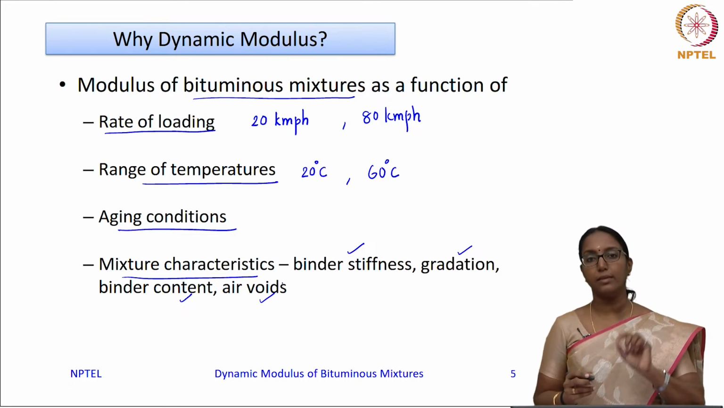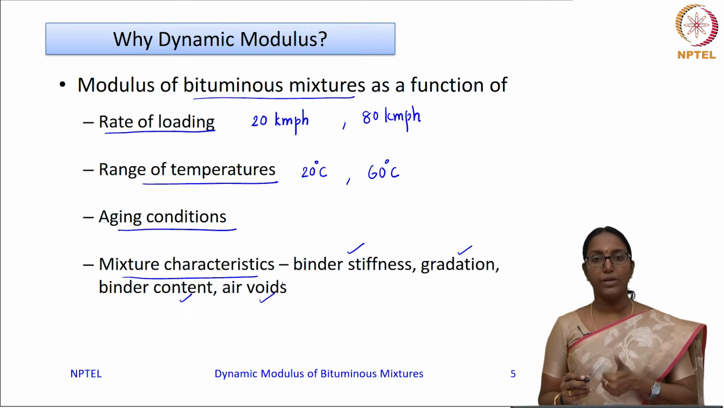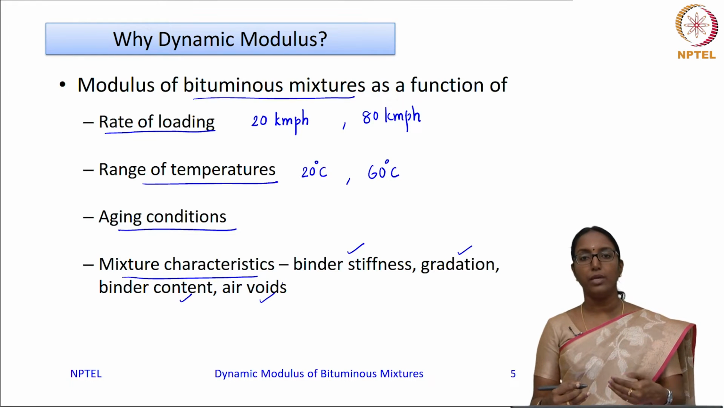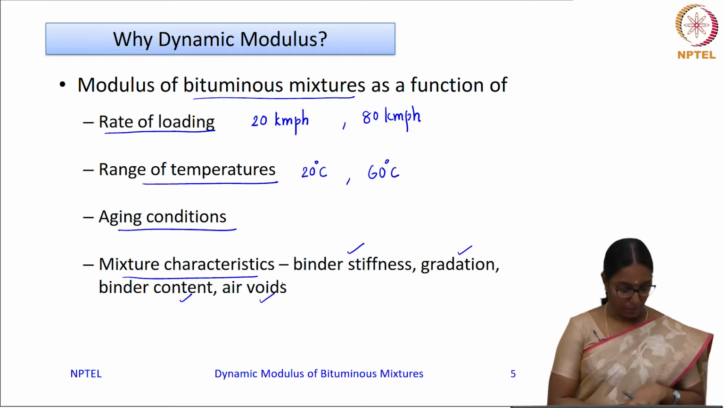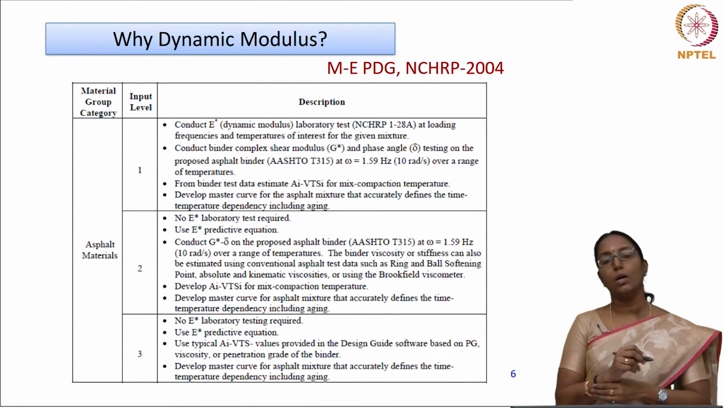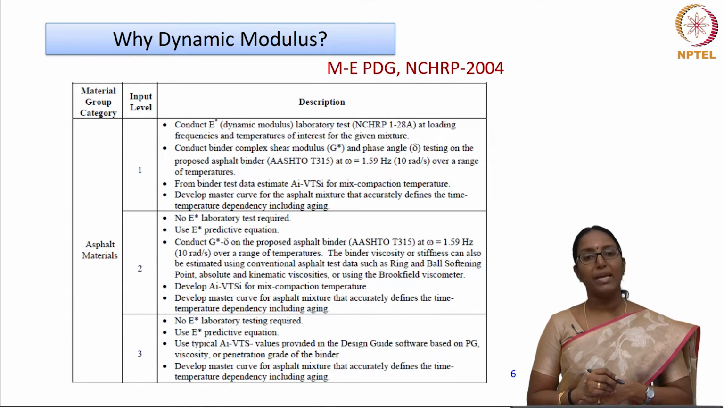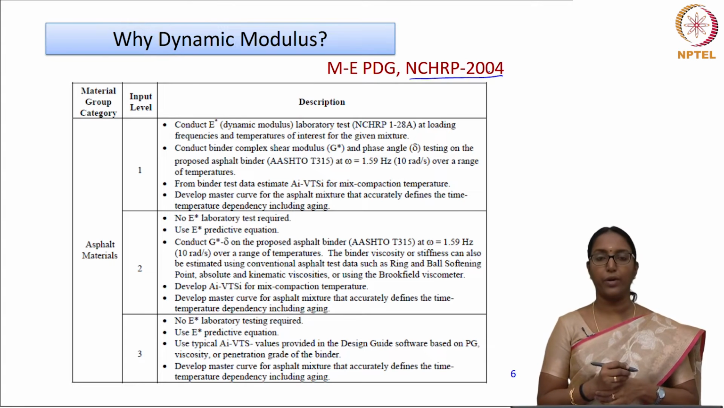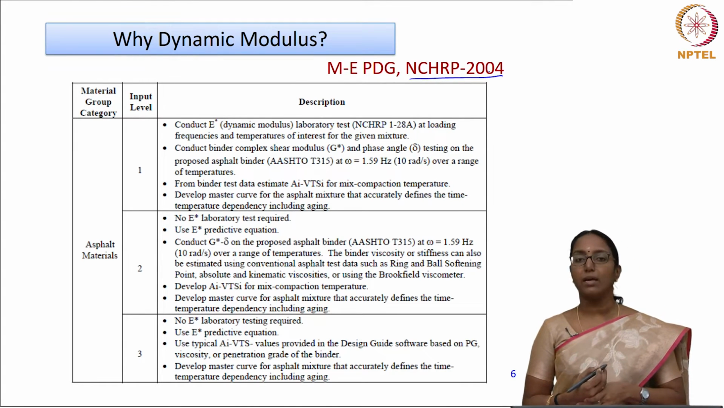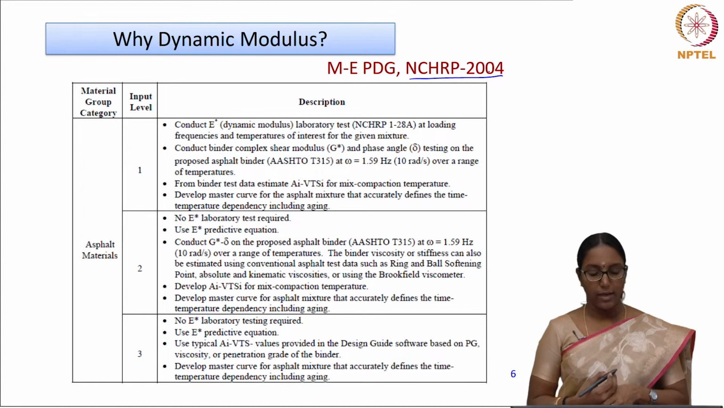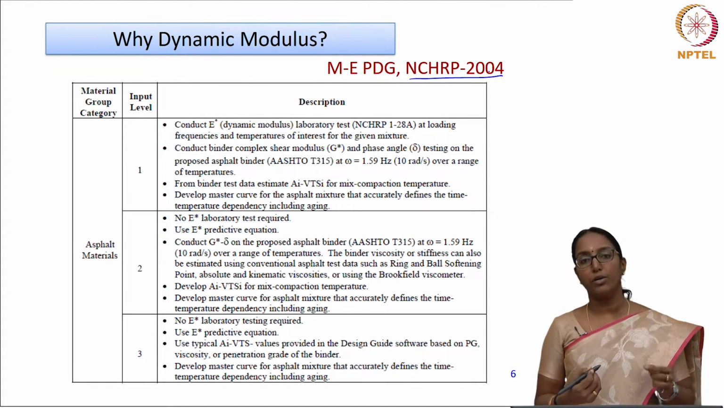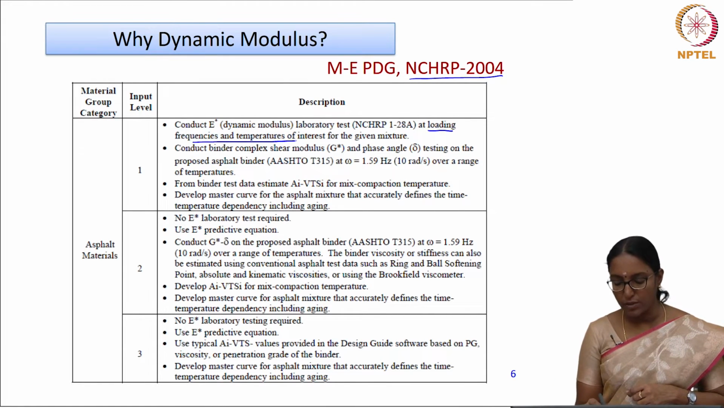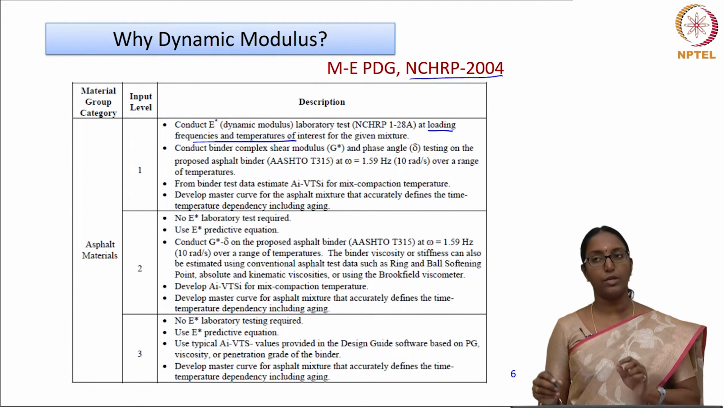So in general, I can say that this modulus is something which is time dependent, and also it is temperature dependent. So such a modulus has to go into the analysis of a flexible pavement. So this is what is incorporated in the mechanistic empirical pavement design strategy that is developed by National Cooperative Highway Research Program. As per the mechanistic empirical pavement design method, you have to determine the modulus value of the material at different loading frequencies and temperatures of interest where you are going to use this material.